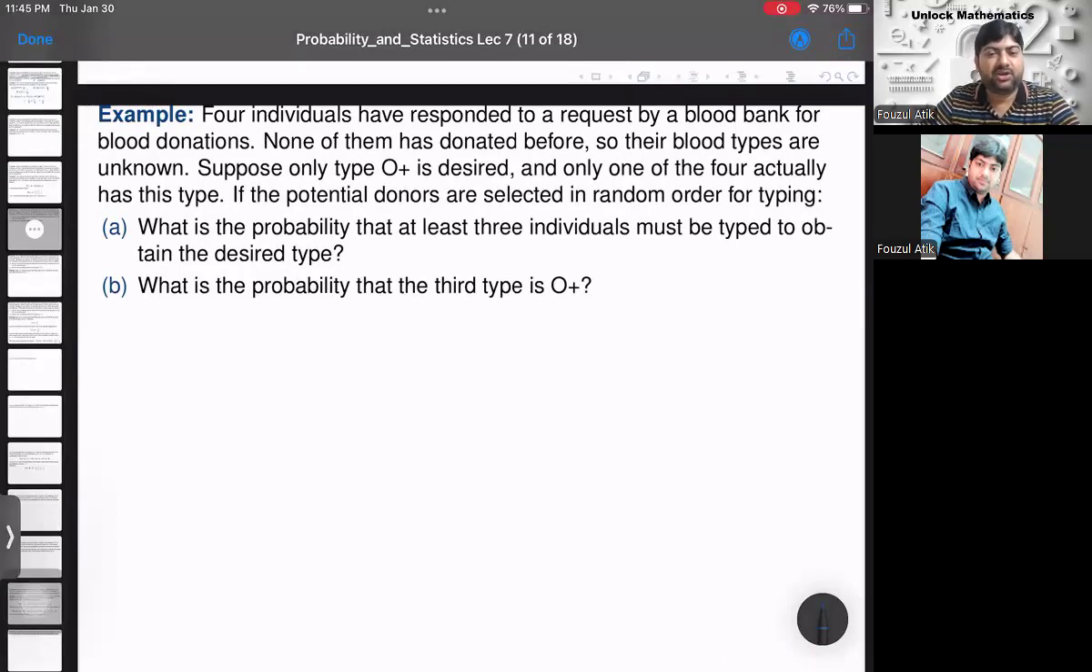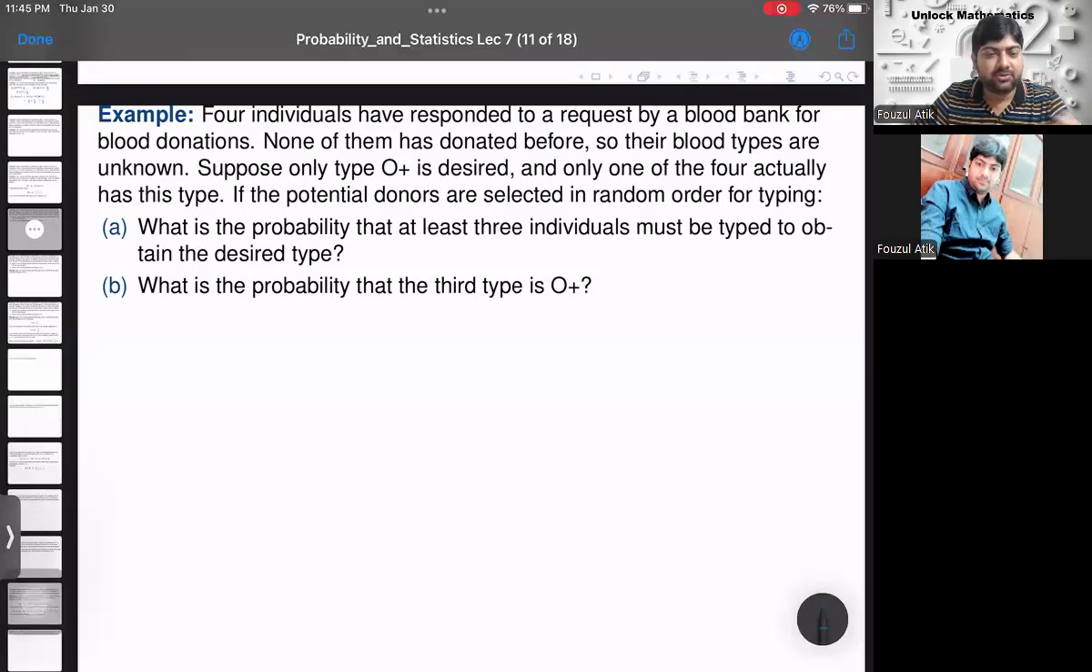4 individuals have responded to a request by a blood bank for blood donation. Right? So maybe a blood donation camp is going on, and 4 individuals have responded that they want to give blood to the blood bank. Now none of them has donated before, so their blood types are unknown. So the blood bank doesn't know their blood group. Next, suppose only type O positive is desired. So the blood bank only needs O positive blood, and only one of the 4 actually has this type.